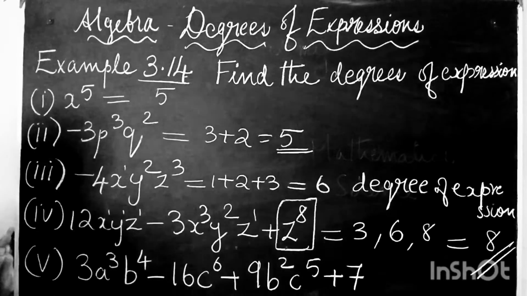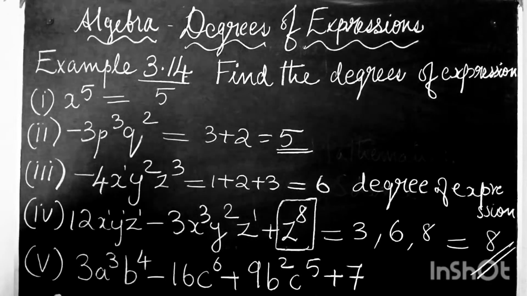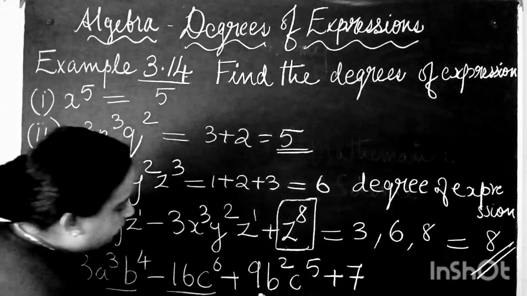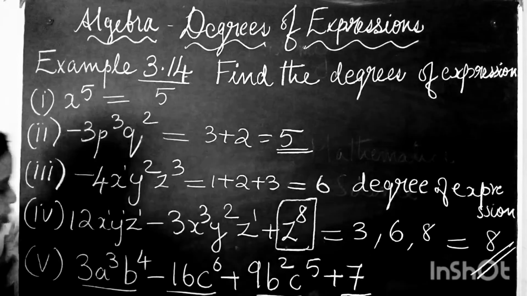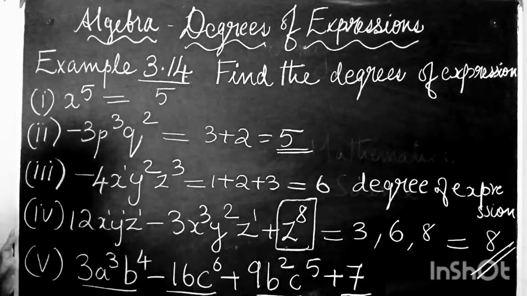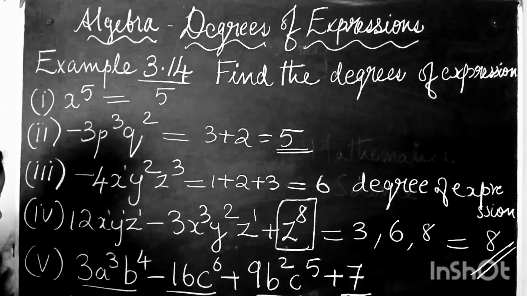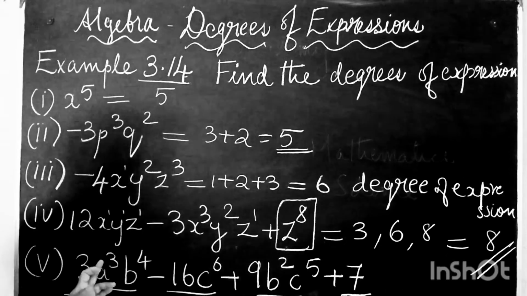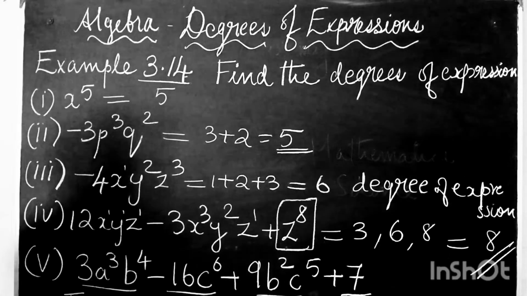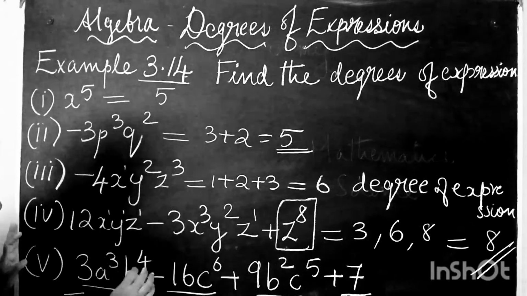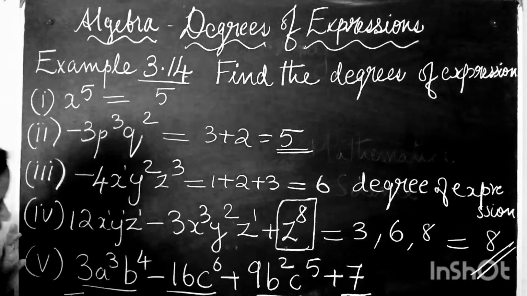Now looking into the fourth one. In this expression, there are 4 terms: first term, second term, third term, fourth term. The first term is 3a cube b to the power 4. For the a variable the power is 3, the b variable power is 4. So 3 plus 4, the power is 7.